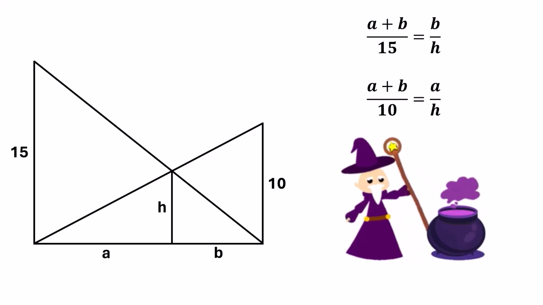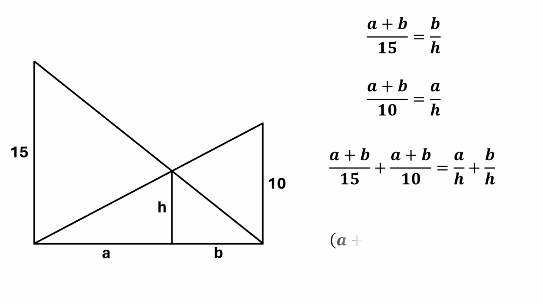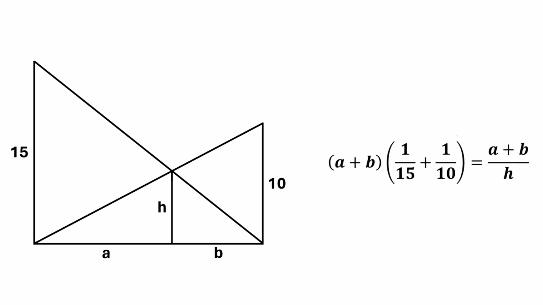Now, here comes the magic. Add both these equations. We get (A + B)/15 + (A + B)/10 is equal to A/H + B/H. Taking common (A + B) from the left side, we will get (A + B) times (1/15 + 1/10) is equal to (A + B)/H.